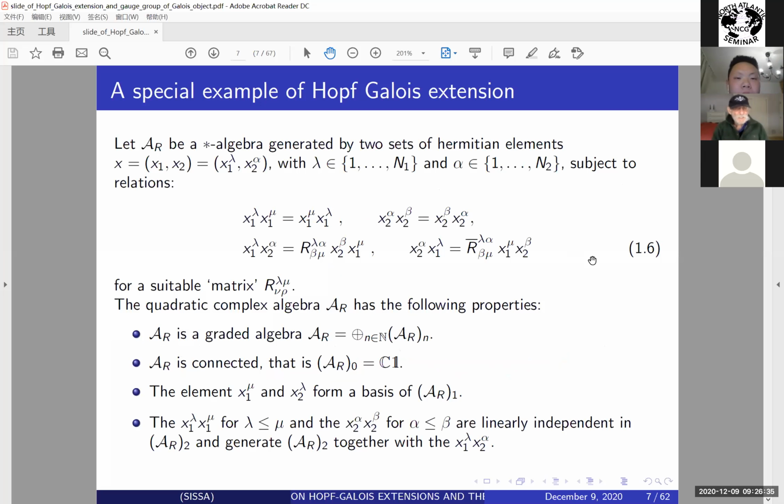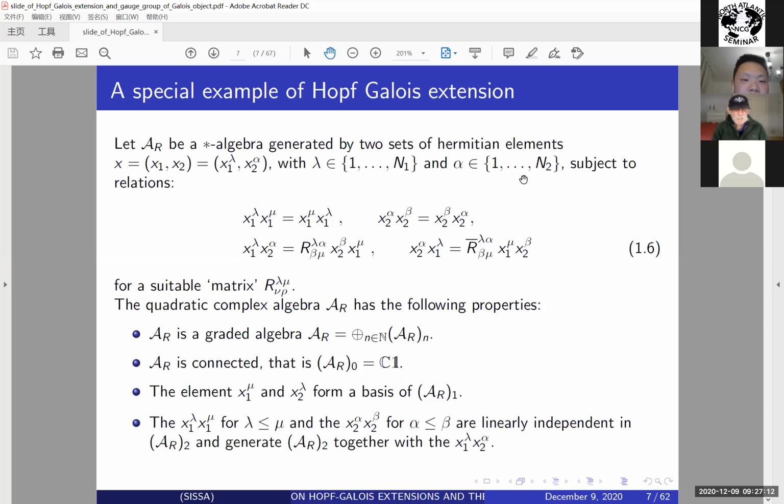Okay, now I will give a special example of a Hopf-Galois extension, especially the Hopf fibration of the S7 sphere over the S4 sphere. First, I will define the algebra on the total space. Here A_R is a star algebra generated by two sets of Hermitian elements, x1 lambda and x2 alpha, where the index lambda varies from 1 to n1 and alpha from 1 to n2.